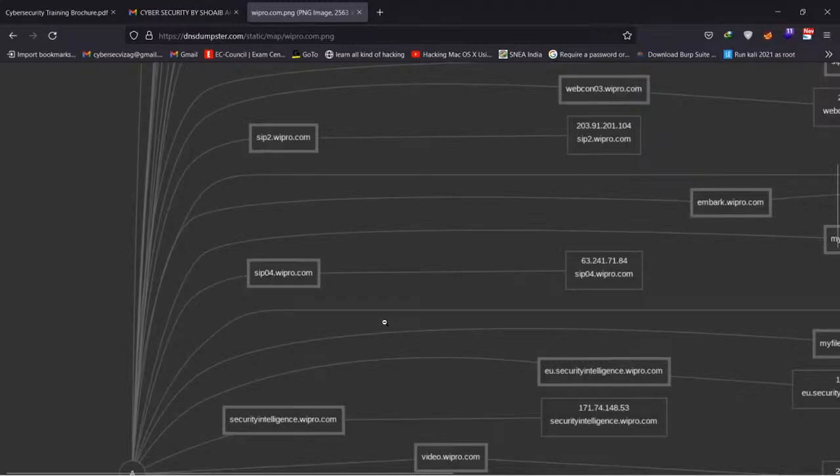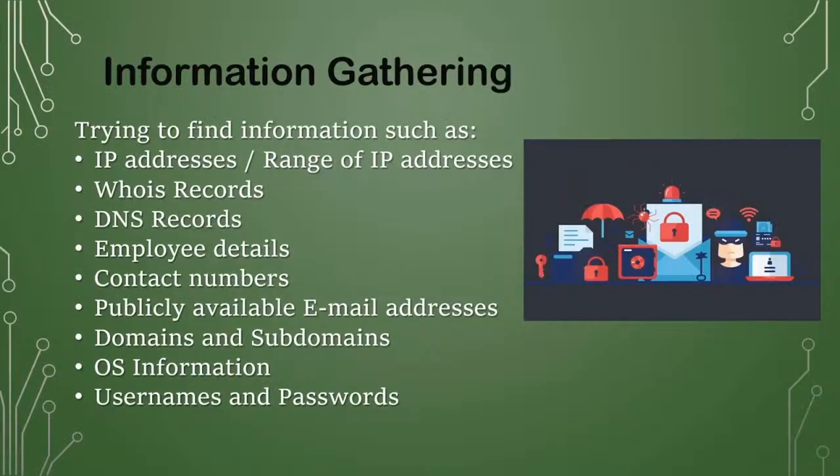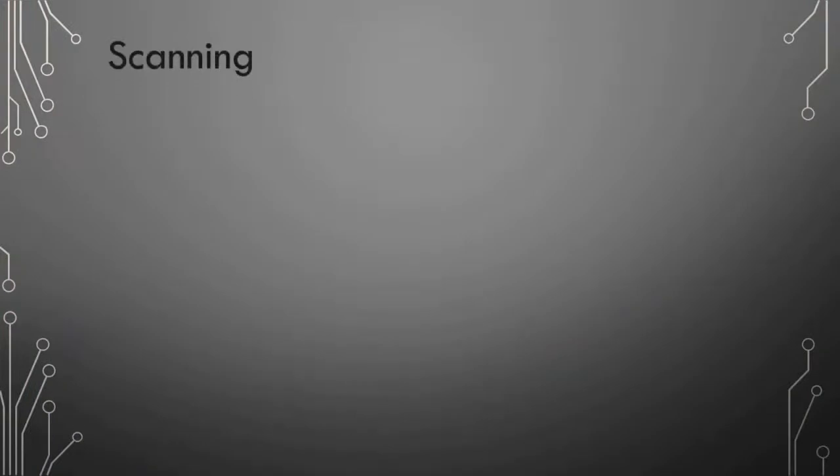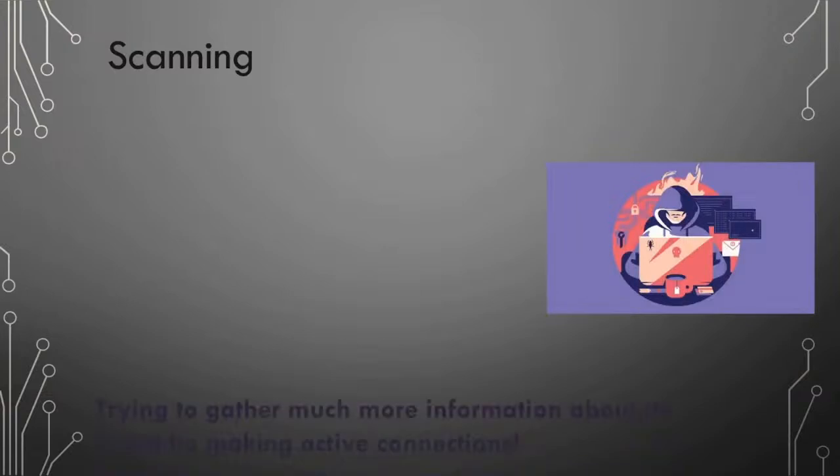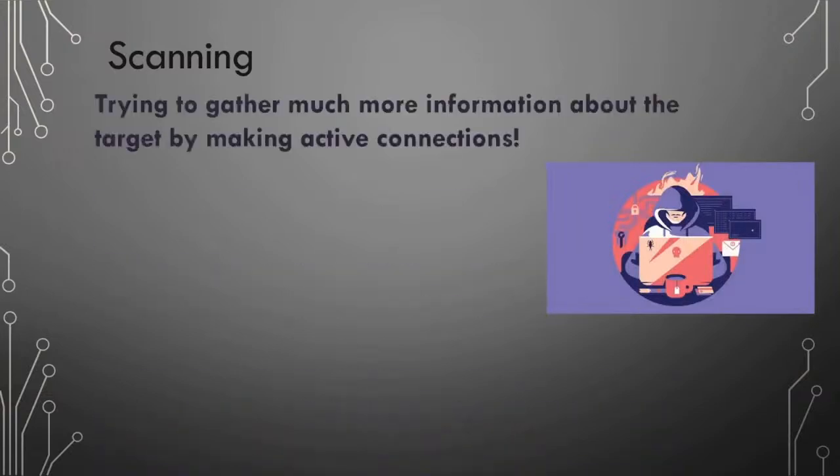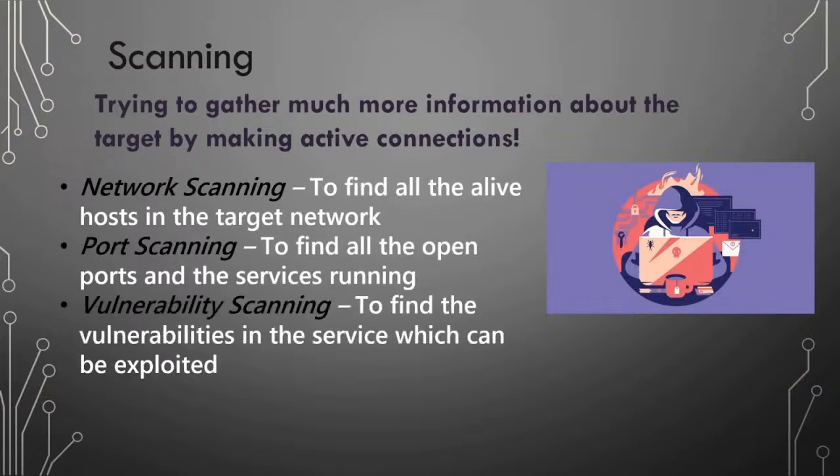After you gather information like this about a target organization, we go to the scanning phase. Scanning is where we get some extra information by directly contacting the servers, making active connections with the direct target. In this phase, we'll be using 3 types of scanning: network scanning, port scanning, and vulnerability scanning.